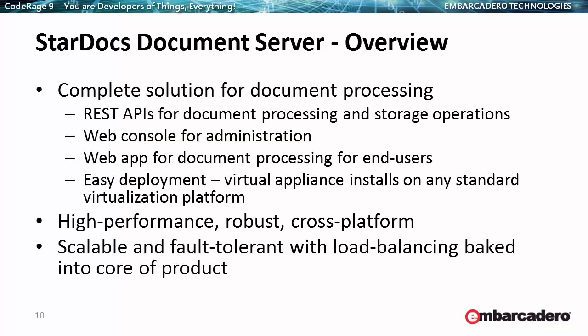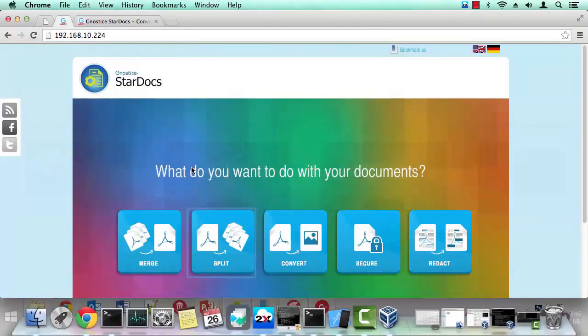This new product from Gnostice is called StarDocs. It provides REST APIs for document processing and storage operations. In simple visual terms, these are the APIs that the server currently supports: merge, split, convert, secure, and redact text.